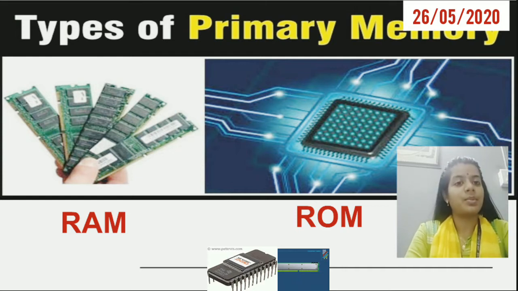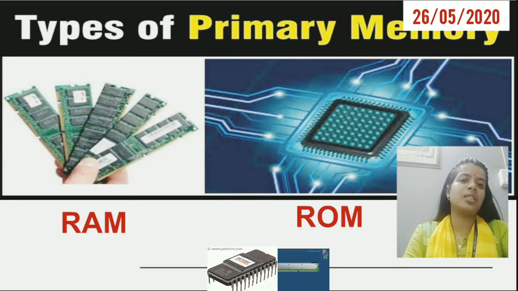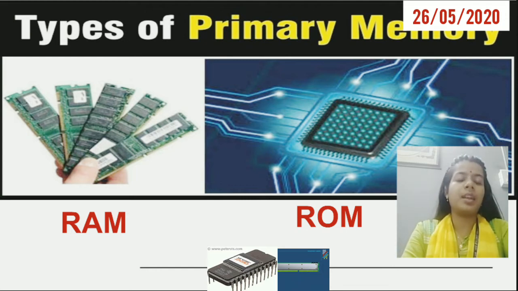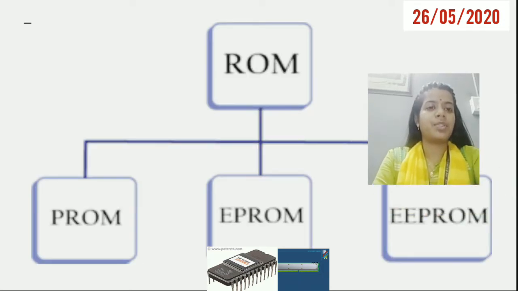So what is the difference between RAM and ROM? RAM is a volatile memory and ROM holds data permanently. Okay, and in RAM we can write and read data, okay, temporarily, but in ROM we can only read, okay, we cannot write. Are you clear? Okay, now dear children, let us learn in detail about different types of ROM.